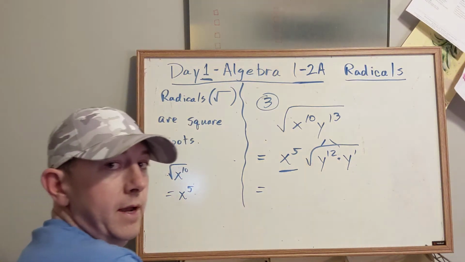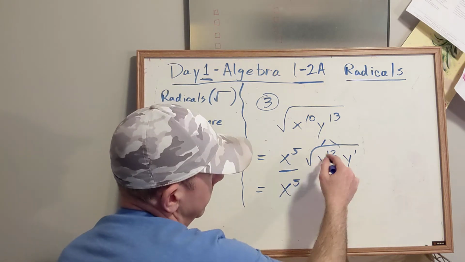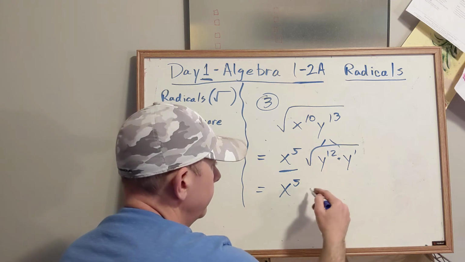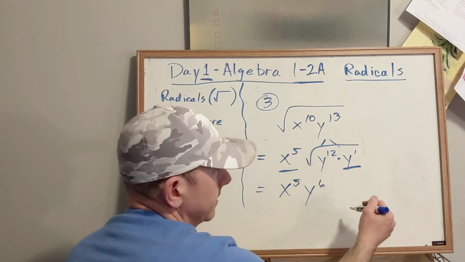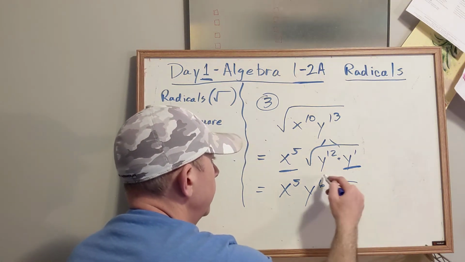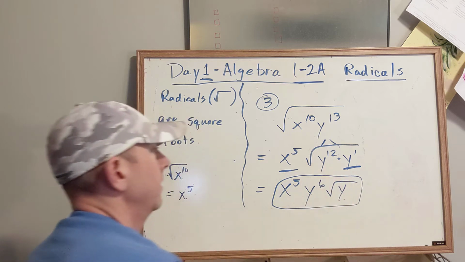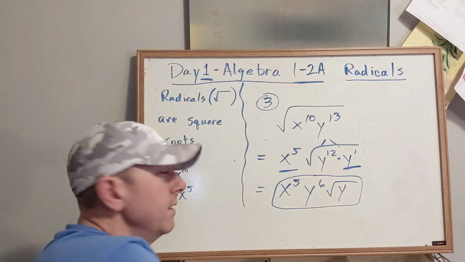Now we're left with just the x to the 5th, and then the square root of y to the 12th is going to become y to the 6th. This one is left over. We can't take the square root of y to the 1st, so we keep it radical y. And this would be my answer for that one. X to the 5th, y to the 6th, radical y.